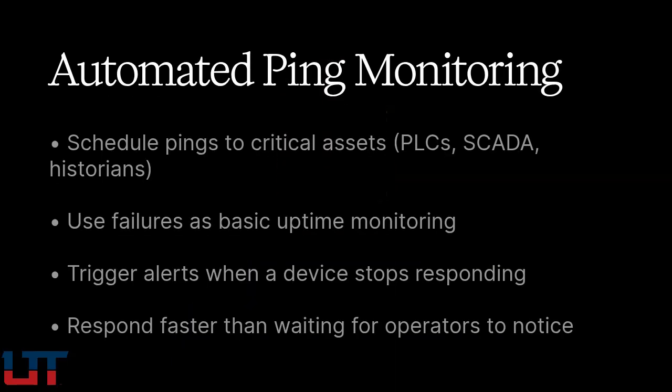Automated scheduled pings to critical devices such as PLCs, SCADA servers, historian servers, and other key network infrastructure can provide basic uptime monitoring. If any of these devices goes offline, an automated alert generated by a failed ping can trigger a faster response than waiting for an operator to notice something is wrong in the control display.